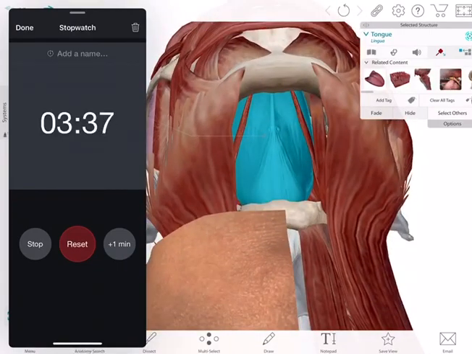In the next video we will talk about the roof of the oral cavity, the hard palate, the soft palate, and the details about them. See you in the next video.